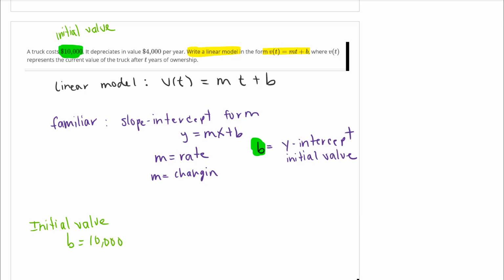Now, the next thing that I see is going to be my rate, or my slope. It depreciates in value 4,000 per year. So this is the change. And not only is it the change, the fact that it says depreciates, right? That means you are losing money. So that is a negative.